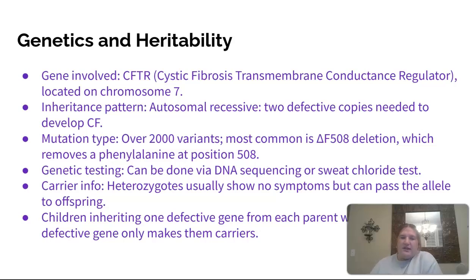And so genetic testing can be done via DNA sequencing or sweat chloride tests, which helps to diagnose the disease. And then carrier info. Heterozygotes, meaning you have a dominant allele and a recessive allele, usually show no symptoms, but they can pass the allele to offspring. Children inheriting 1 defective gene from each parent, so 2 copies of that recessive gene, will develop cystic fibrosis. But 1 defective gene, 1 recessive allele, only makes them carriers.